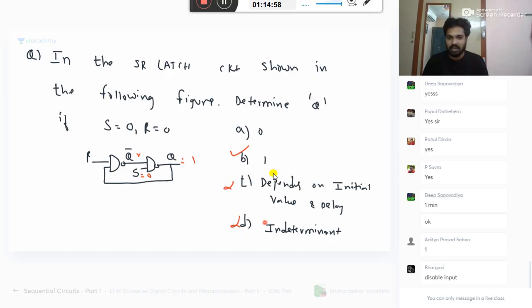Then what about indeterminate? Indeterminate means you don't know what the value is. It is not the same as invalid. Suppose S equal to 0, R equal to 0, we say generally it is an invalid condition. It is not valid because both outputs will be 1, 1. Invalid is different, indeterminate is different. Indeterminate means you don't know exactly what the output will be. Here it is determinate but not valid. Don't confuse these terminologies. So the right answer here is 1 only, because one of the inputs is 0, blindly your answer is 1, no doubt.